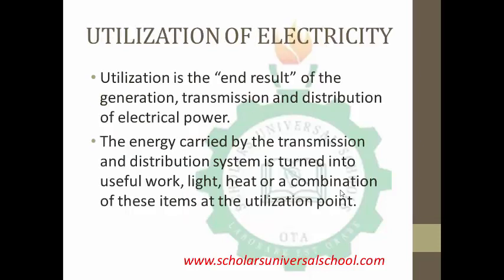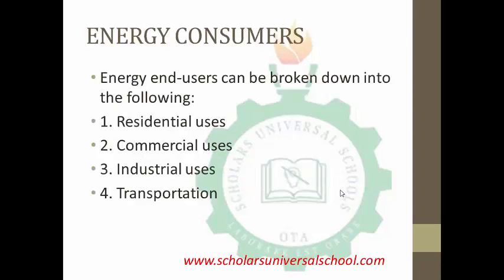In the last class, we discussed the generation, transmission, and distribution of electrical power. But now we'll be looking at the utilization of electricity. I said utilization is the end result of the generation, transmission, and distribution of the electrical power. The energy carried by the transmission and distribution system is turned into useful work, light, or heat, or a combination of these items at the utilization point, which is used by the final consumers.